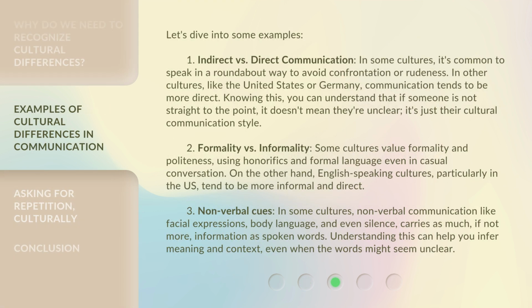Let's dive into some examples. 1. Indirect versus direct communication. In some cultures, it's common to speak in a roundabout way to avoid confrontation or rudeness. In other cultures, like the United States or Germany, communication tends to be more direct. Knowing this, you can understand that if someone is not straight to the point, it doesn't mean they're unclear. It's just their cultural communication style.